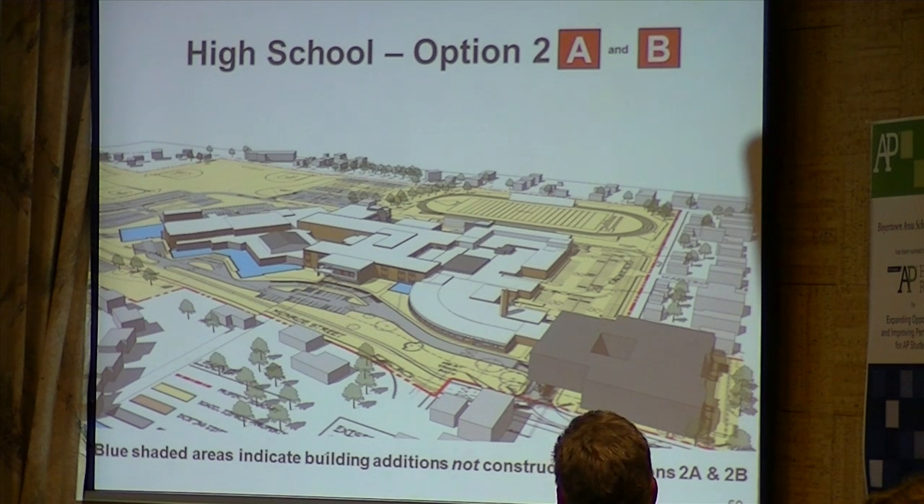The blue shaded areas, once again, indicate that if we use this building, these areas are now not needed in the design, and they would be taken off the design and used in the existing building. So that's high school option 2A and B. It's the same whether it's a 9th grade center or visual and performing arts. Obviously the inside of the building would be different, but from an additions standpoint, we still reduce the same amount of additions.